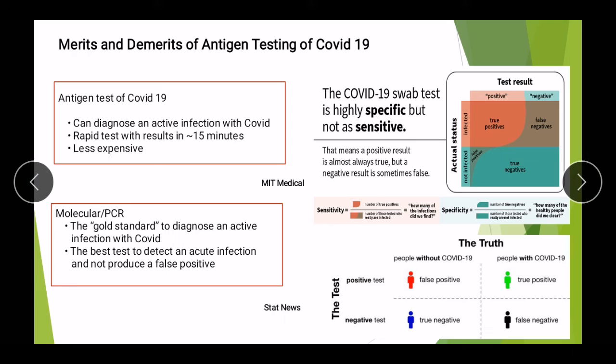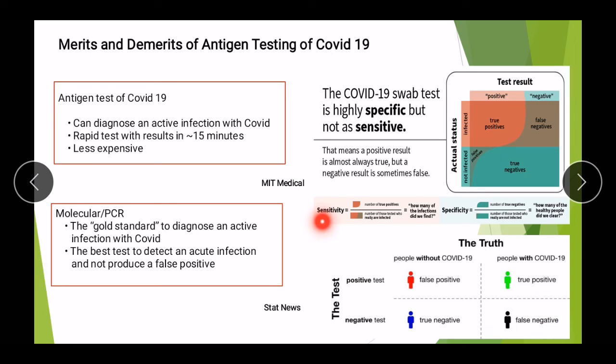The demerit of the COVID-19 swab test, or antigen testing of COVID-19, is that this test is highly specific but not as sensitive. This means a positive result is almost certainly true: a patient who has COVID and is diagnosed positive, hence it is highly specific. But sometimes they get a negative result which is false. So what is sensitivity and what is specificity?